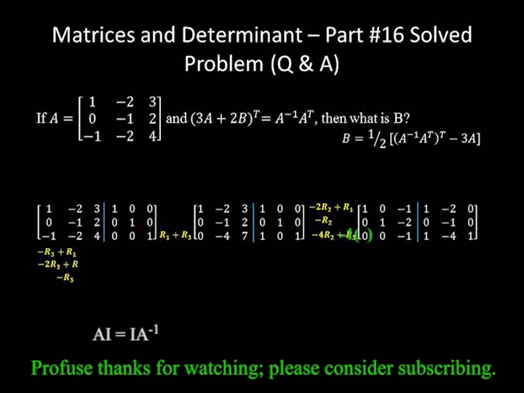Negative 1 times 0 is 0. 0 plus 1 gives us 1. Negative 1 times 0 is again 0. 0 plus 0 is 0. Negative 1 times negative 1 is positive 1. Positive 1 plus negative 1 is 0.